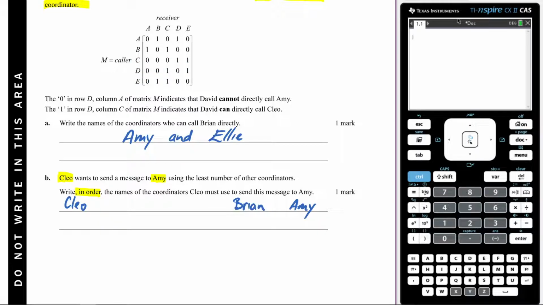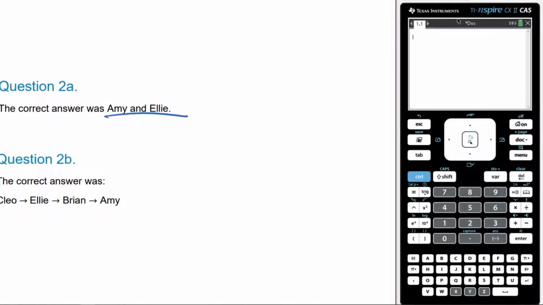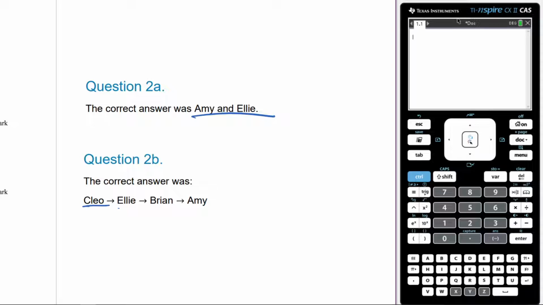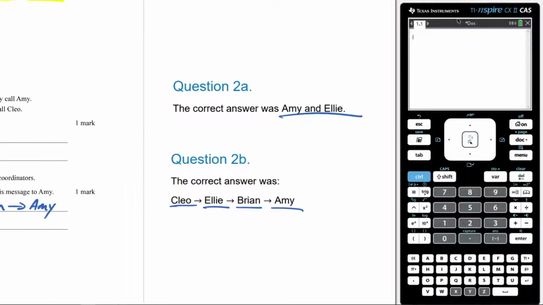So that must mean that C should call E, and then E can call B, and then B can call Amy. All right, so that means Cleo should call Ellie. So we're saying Cleo's phoning Ellie, Ellie's phoning Brian, Brian's phoning Amy. So Cleo, Ellie, Brian, Amy. The correct answer was Cleo, Ellie, Brian, Amy. So that's how you do it.